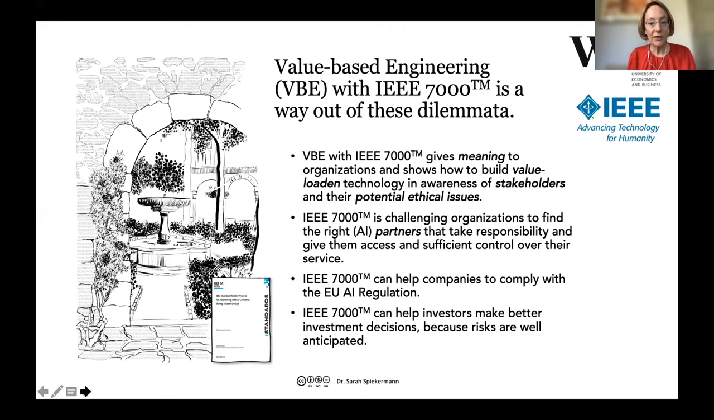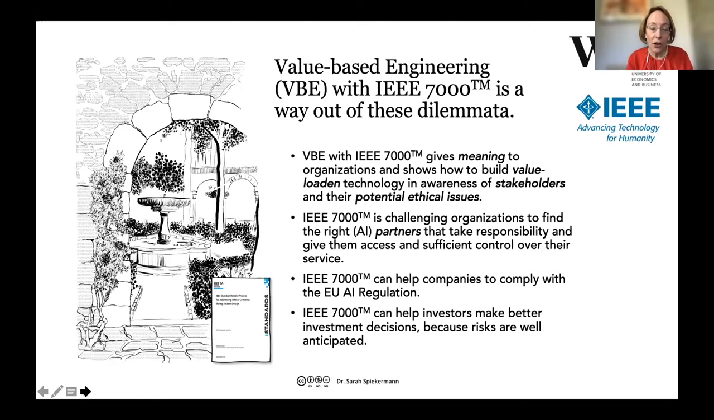Also, IEEE 7000 is challenging organizations to find the right partners and to build a system of interest embedded in a wider system of systems that can live up to a certain ethical responsibility. Also, by pursuing IEEE 7000, naturally, if a startup does that, it will certainly comply with the EU AI regulation that's coming up, and also the Digital Markets and Service Act.